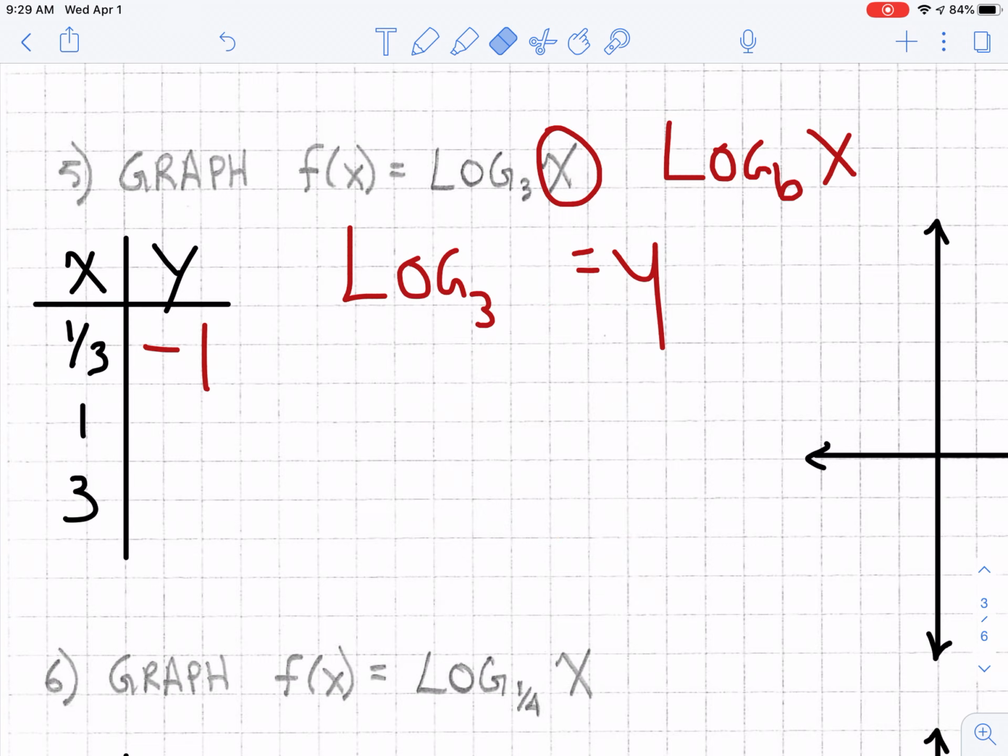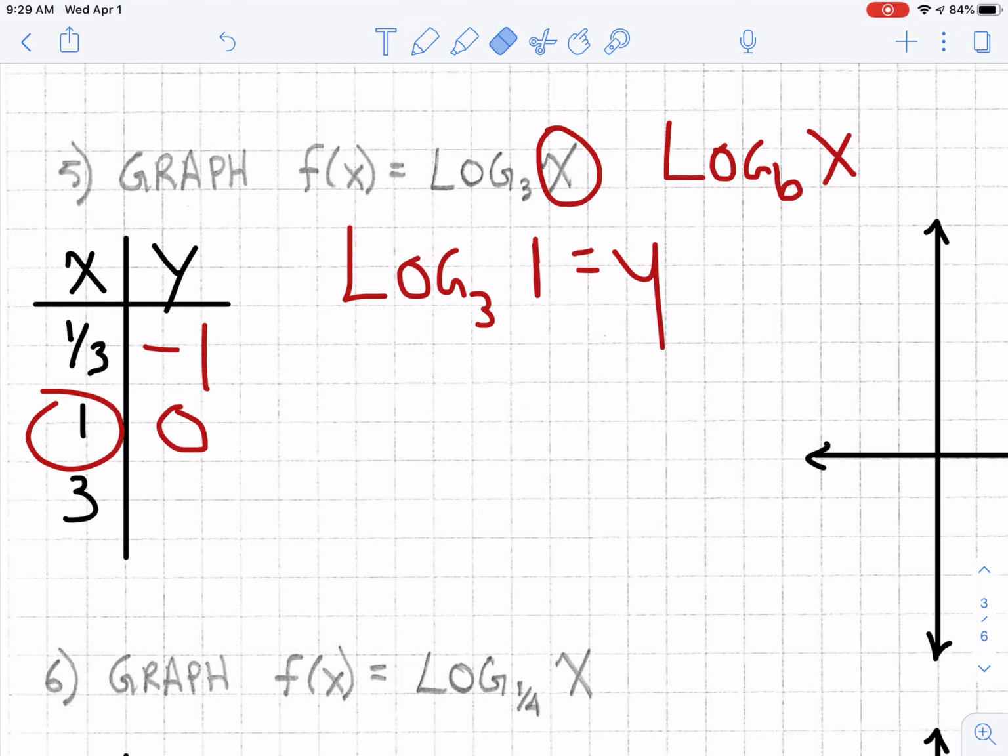Now, let's do it again. Let's use 1 right here. If we put 1 right there, what's y going to be? If you write it in the other form, you get 3 to the y power equals 1. Well, what would y have to be? If you recall your exponent properties, anything to the 0 power equals 1. So this is 0. So it's another easy one.